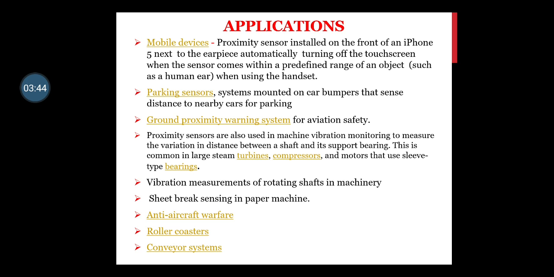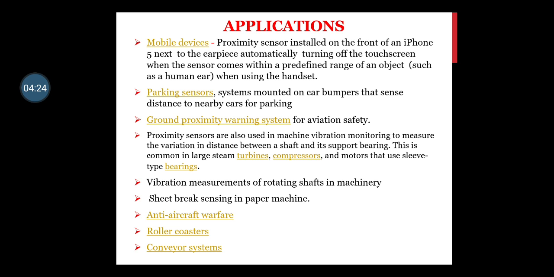The first is mobile devices. Here, the proximity sensor installed on the front of an iPhone next to the earpiece automatically turns off the touch screen when the sensor comes within a predefined range of an object, such as a human ear when using the handset. So that is the work of the proximity sensor. Then parking sensor systems mounted on car bumpers sense the distance to nearby cars for parking. Then there is the ground proximity warning system for aviation safety.